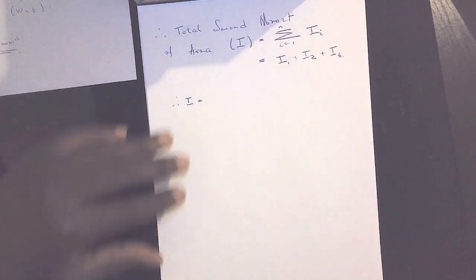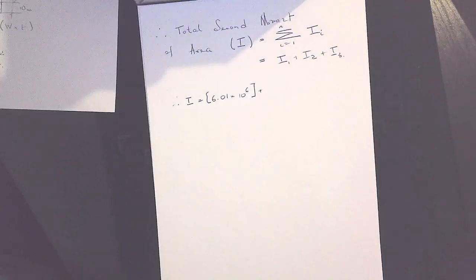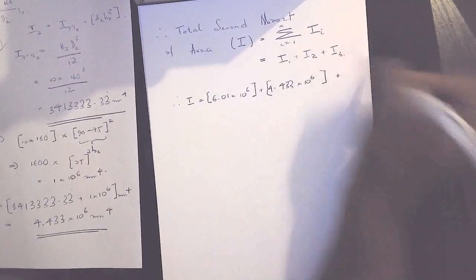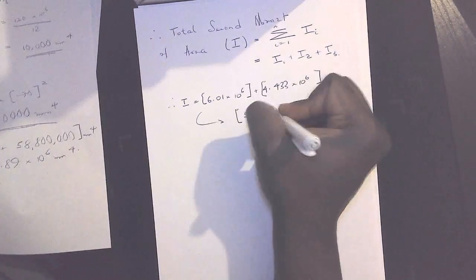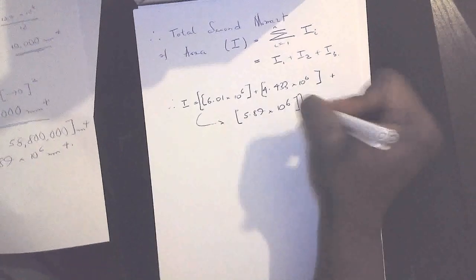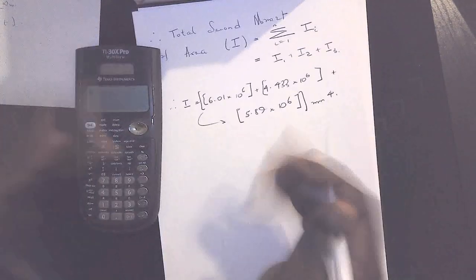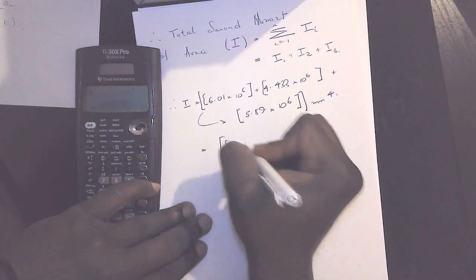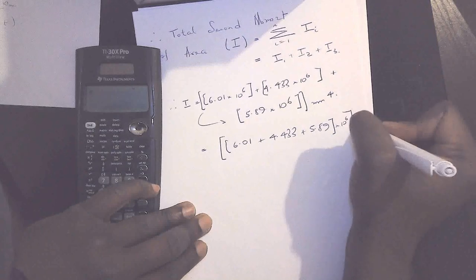Therefore, I is equal to 6.01 times 10 to the 6, plus 4.433 times 10 to the 6, plus 5.89 times 10 to the 6, all to the power of 4. So at this point, it's just a question of crunching numbers. If you wanted to, we can factorize the common term, which is 10 to the 6. So this can be rewritten as 6.01 plus 4.43 plus 5.89, times 10 to the 6 in the equation.